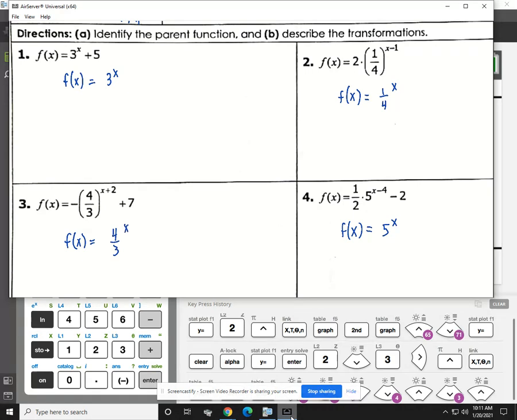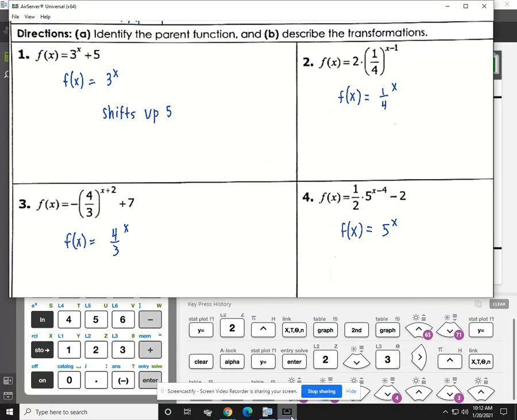Any change to this is representing a transformation that we've talked about. So for example, look at number 1. What's the only change to that? That plus 5, right? And where is it happening? Is it in the exponent spot? No, it's outside, being added 5. So what kind of transformation is that? It's a vertical shift. And vertical shifts, they are what they are, right? So if that says positive 5, it's going to shift how? It's going to shift up 5.